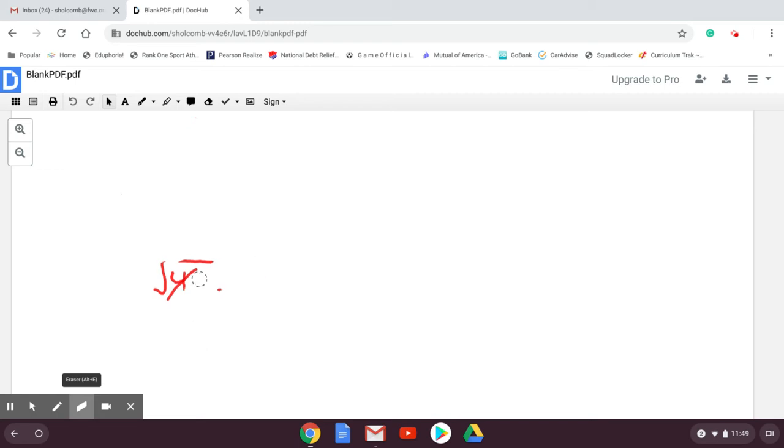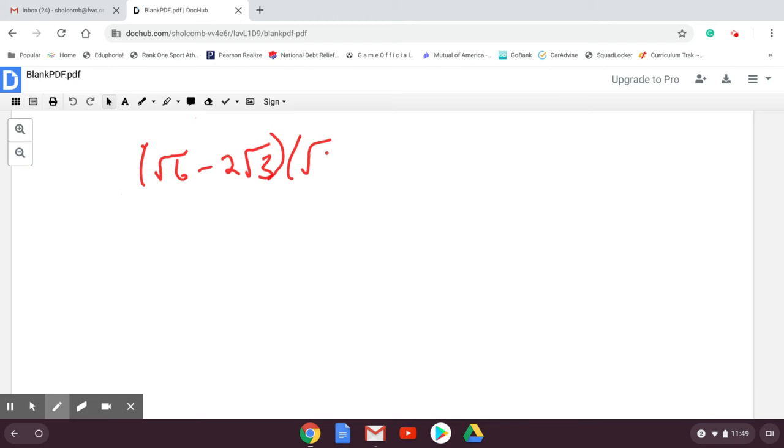All right, next one. This one looks a lot like FOIL, and it really is, just with radical numbers. We've got the square root of 6 minus 2 radical 3 times the square root of 6 plus radical 3. All right, this is FOIL, guys. Whenever you have a binomial times a binomial, we do first, outside, inside, last.